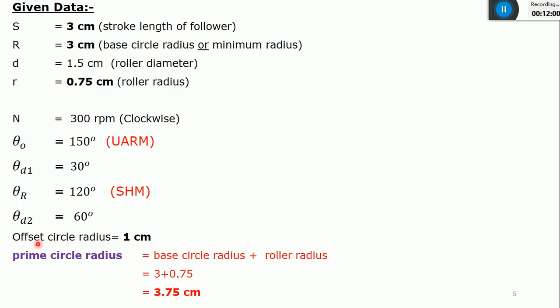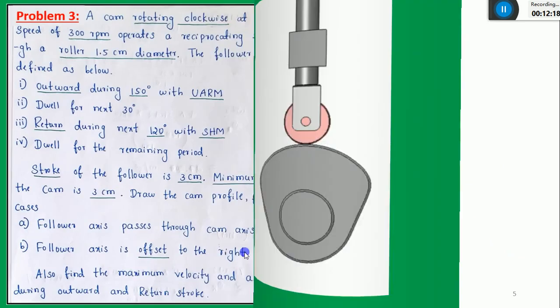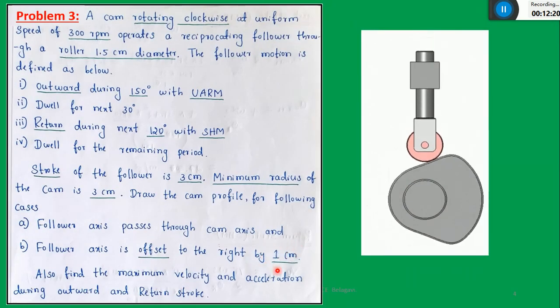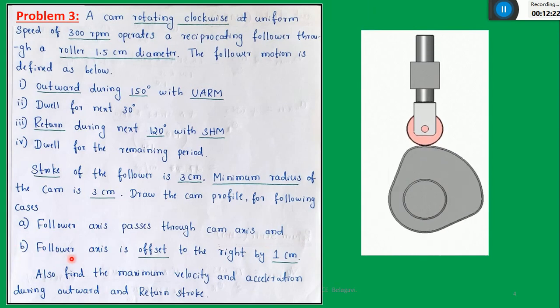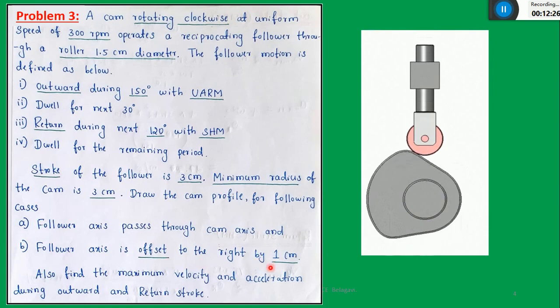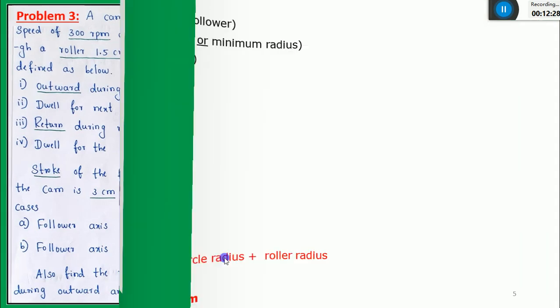Since it is given that the follower is offset towards the right in the second case, you have to draw the offset circle during the design of the cam profile for the second case. So for that, you have to draw the offset circle also. That radius will be 1 centimeter. I have taken this 1 centimeter because in the second case you need to draw the offset circle. Since the offset is 1 centimeter, I'll take the offset circle radius as 1 centimeter.